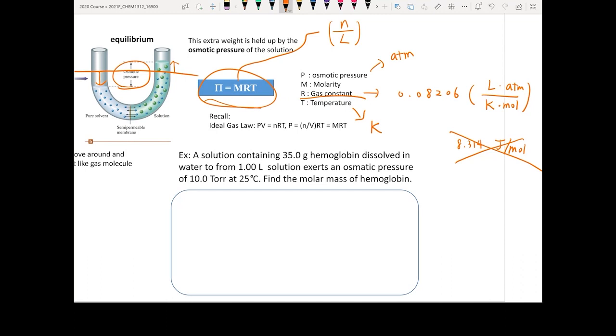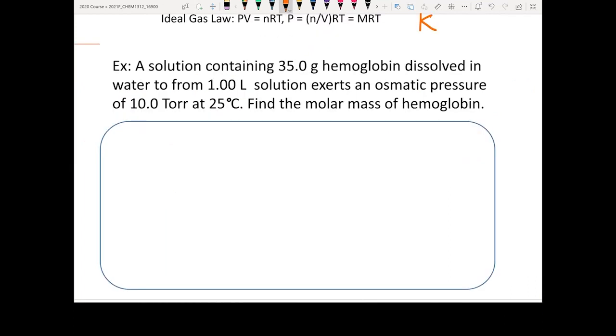So let's look at one example. A solution contains 35 gram hemoglobin dissolved in water. One liter of the solution exerts an osmotic pressure of 10 torr at 25 degrees C. Find the molar mass of the hemoglobin. Question-wise, it looks very complicated, right? But what's the keyword? Yes, osmotic pressure. Once you see this keyword, what equation should you use? There's actually only one equation, right? Pi equals MRT.